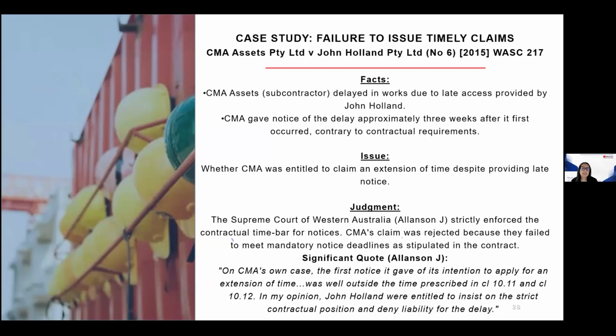And the court had to determine whether or not CMA was entitled to an extension of time despite providing that late notice. And what the Supreme Court of Western Australia determined is that CMA's claim was rejected because they failed to meet mandatory deadlines as stipulated in the contract. And John Holland was entitled to insist on the strict contractual position and deny liability for delay. So, as I say, ruthless if not met.